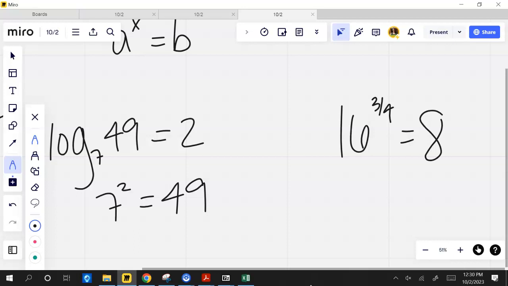All right, give me the logarithmic form. Log base 16 of 8 equals. Remember, logs are exponents. They always equal exponents. Logs always equal exponents. Okay?